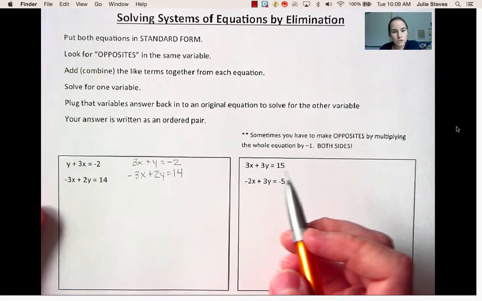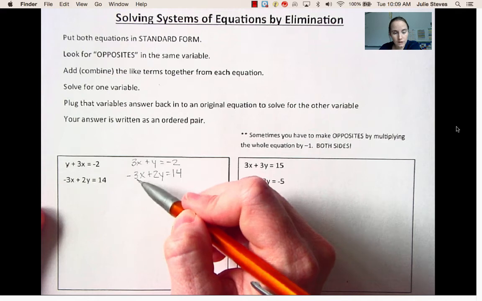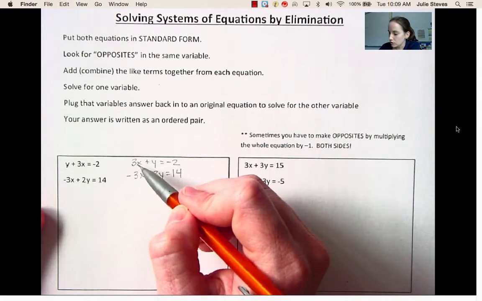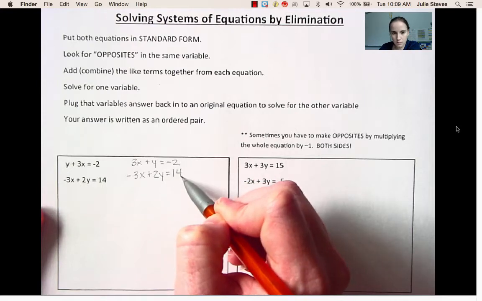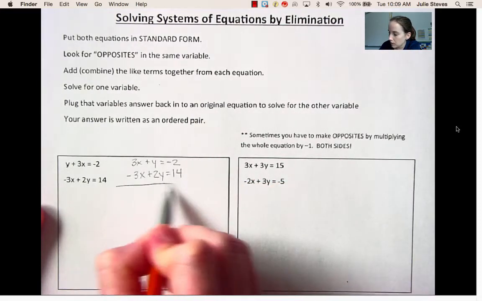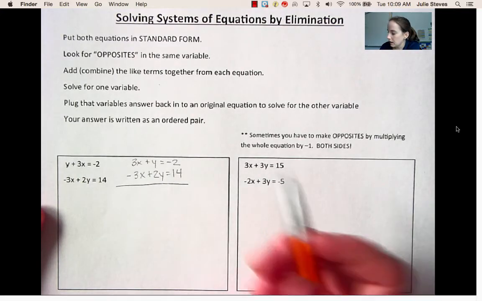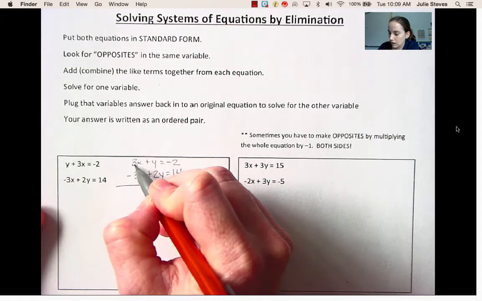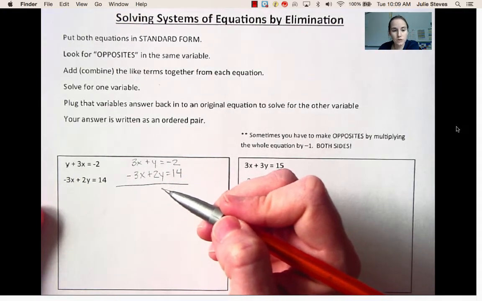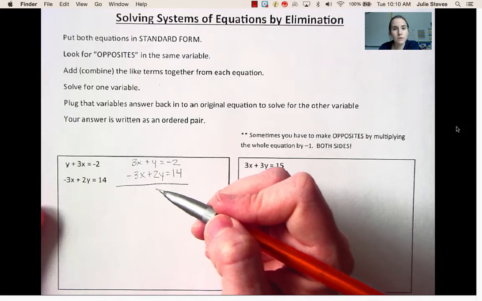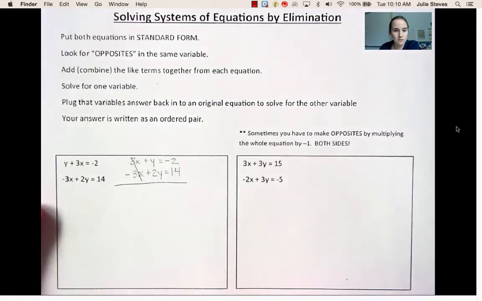Now the key here is to write them directly below each other, like line them up, so that your x's are lined up, your y's are lined up, and then your constants are lined up on the other side. Draw a line under them as if you were going to add them together. And if you notice 3x and negative 3x, if I add them together, 3 plus a negative 3 is going to make 0. Not 0x, just 0. So nothing will be left there. Those are gone.